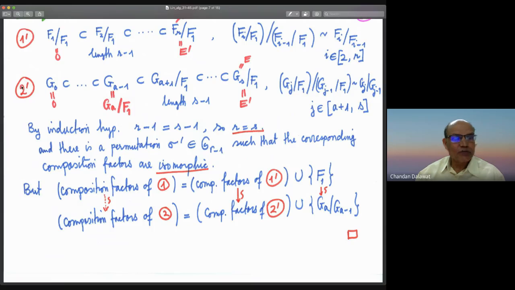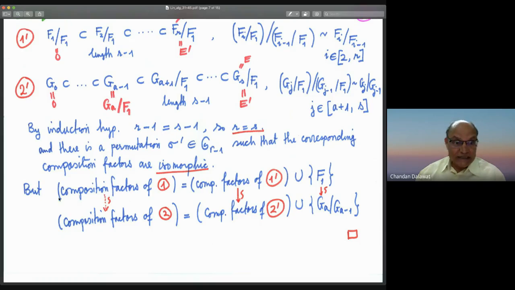Now 1 prime and 2 prime are two different composition series for the same module E prime. Their lengths are r minus 1 and s minus 1. By the induction hypothesis, this r minus 1 has to be equal to s minus 1, which proves that r is equal to s. And also by the induction hypothesis, the successive quotients of the series 1 prime are the same as the successive quotients of the series 2 prime up to a permutation. Okay.